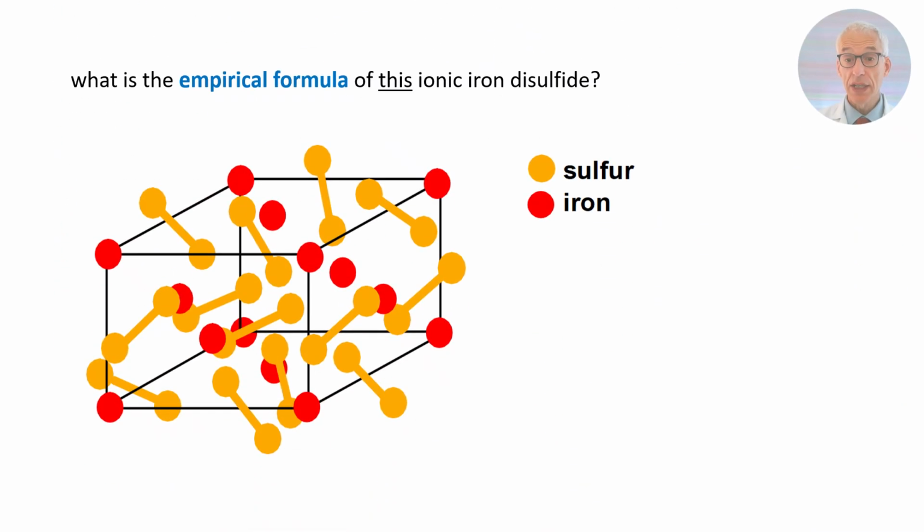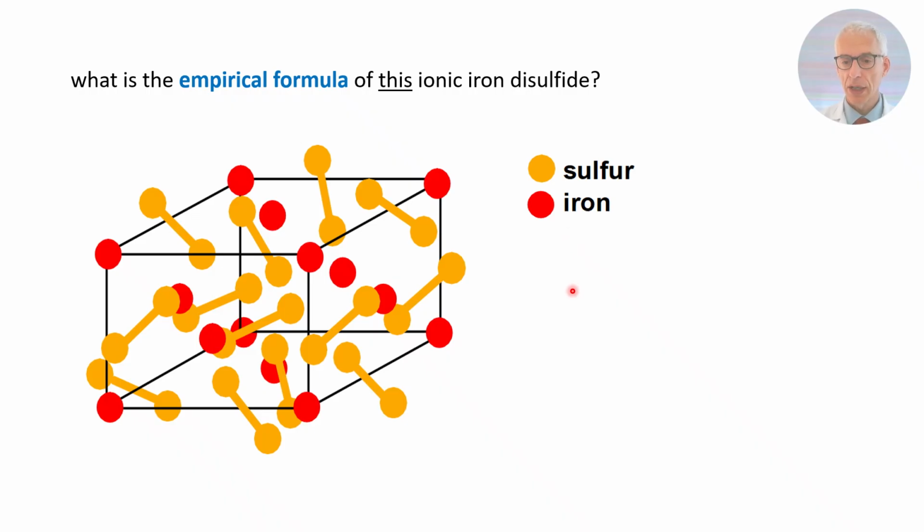So here is a problem for you to try. What is the empirical formula of this ionic iron disulfide? So the sulfur particles are the pale orange, the iron are reddish. What is the empirical formula of this ionic compound? Stop the class, restart when you have your answer.